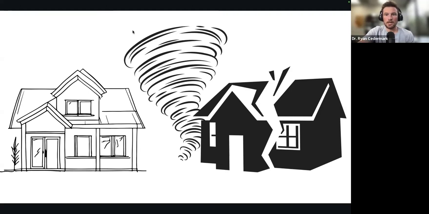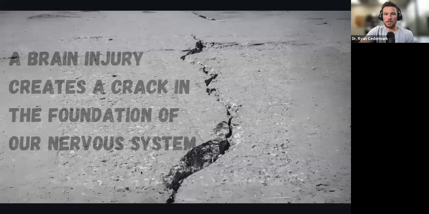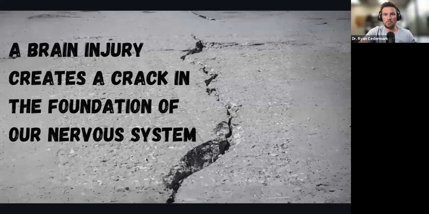So when a brain injury occurs, it's almost like a thunderstorm or a tornado comes through and it just totally wreaks havoc on the home. Again, this is the way that I see brain injuries. It creates a crack in the foundation of our nervous system.